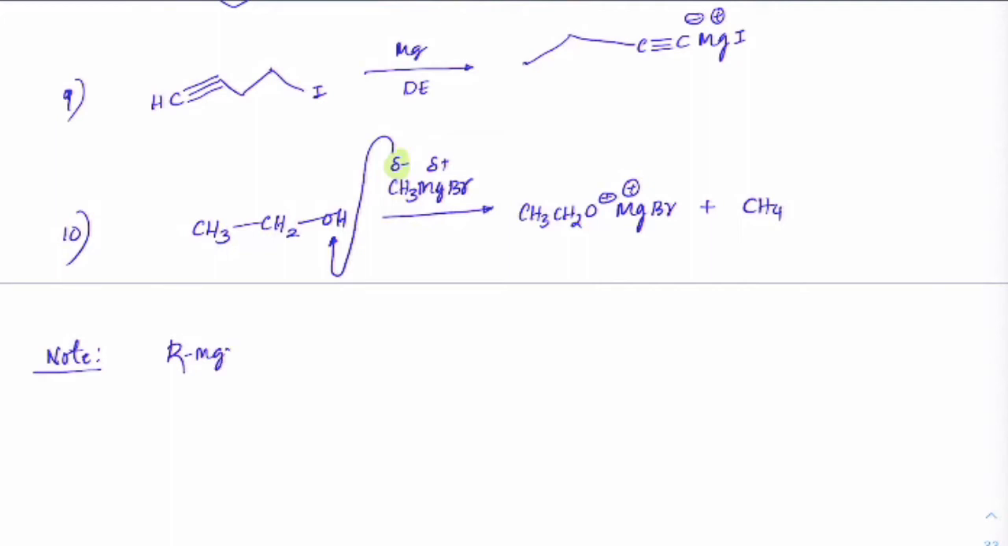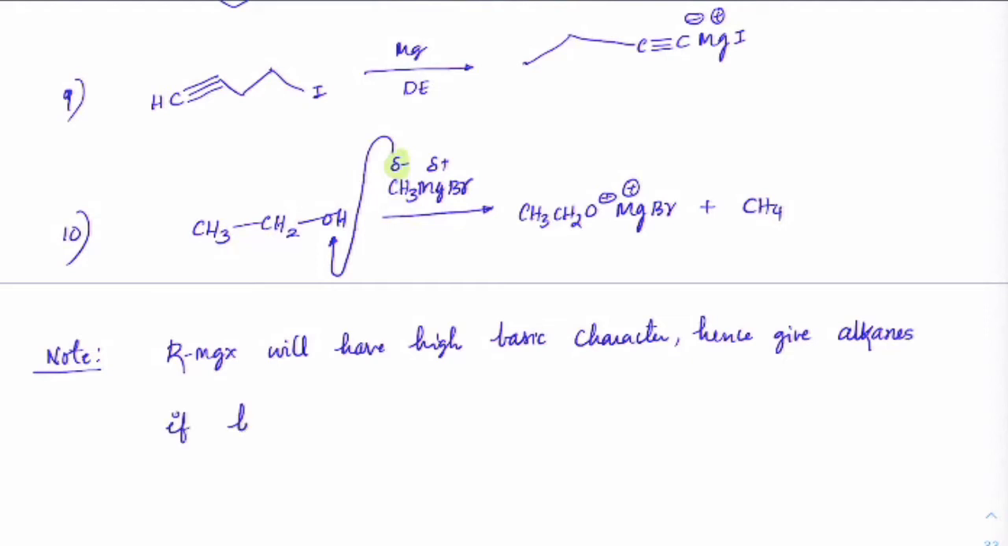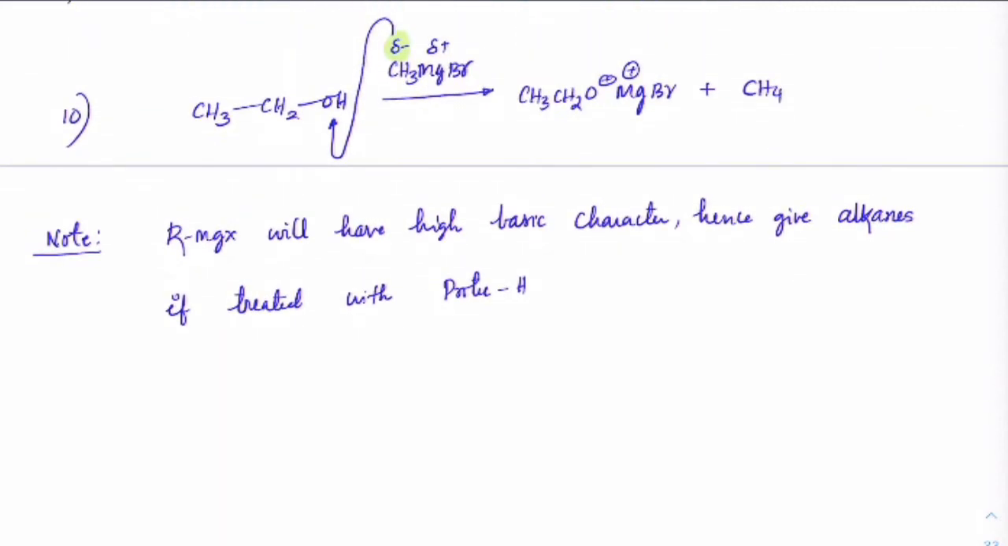RMgX will have high basic character, hence give alkanes if treated with protic hydrogen. Now how do we see whether there is any protic hydrogen present or not? So let me write a few cases in which we can see alkane is formed.